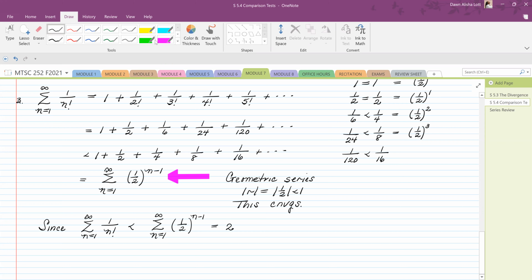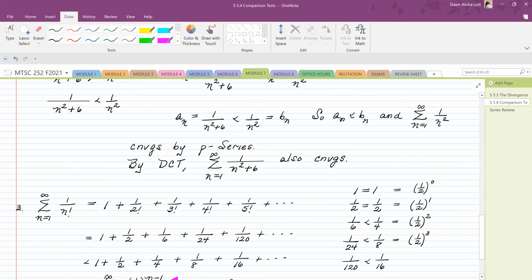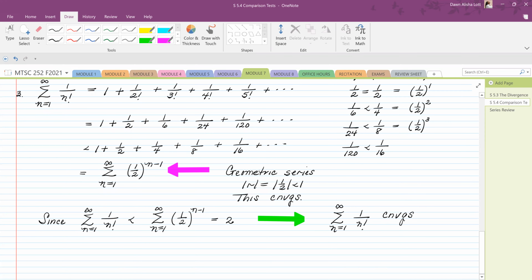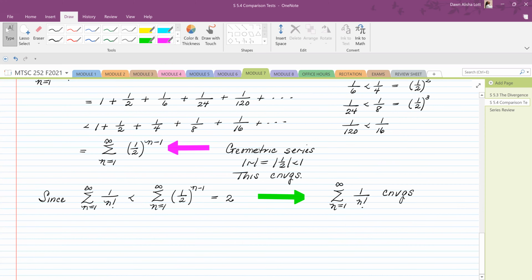that implies then that the summation n equals 1 to infinity of 1 over n factorial converges. I don't know what its sum is, but I know its sum is finite. Okay, so that's the direct comparison test, making sure it is smaller than something that converges or greater than something that diverges. Okay, any questions about the direct comparison test?